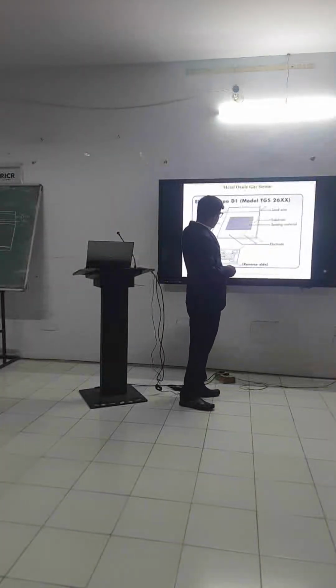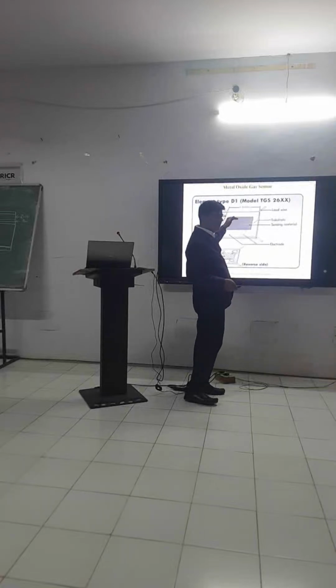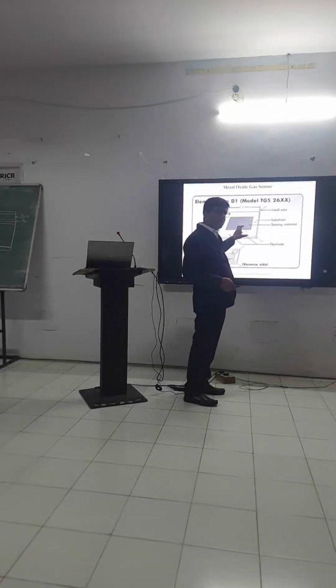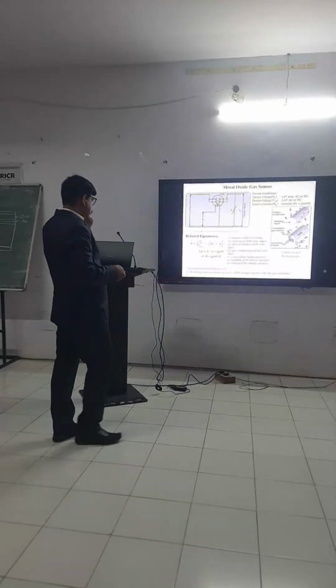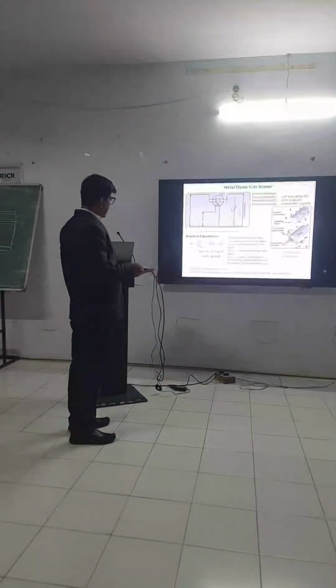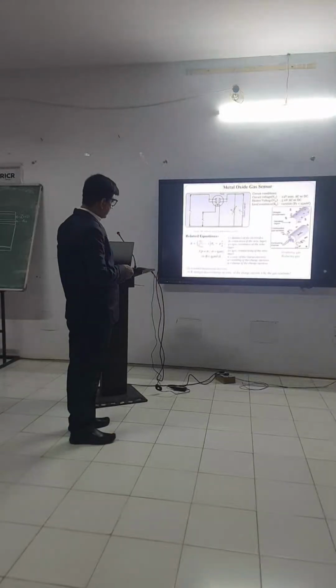So what will happen once some gas is directly exposed to the sensing layer, then there is a change in your depletion layer, and based on that your current or resistance will change. So then you have to measure. This is the principle. So in the resistance case, there is a change in the resistance because of the change in the depletion layer.